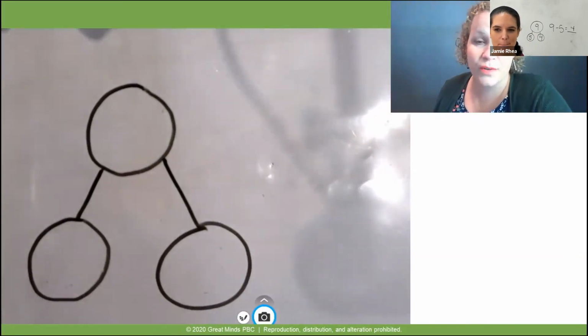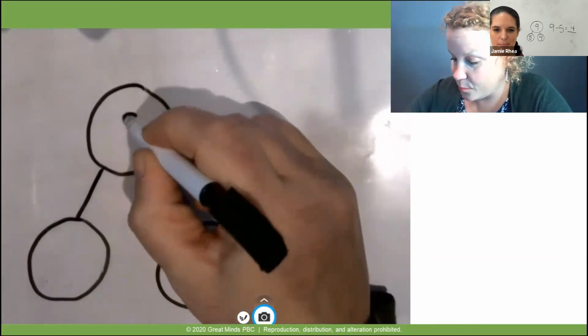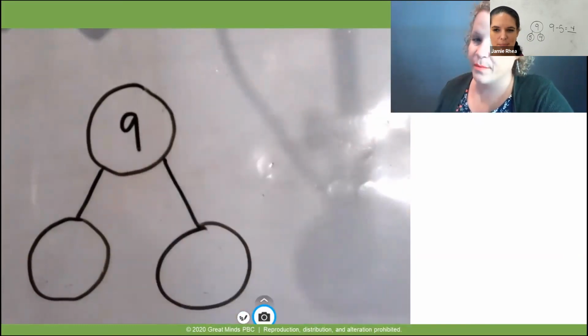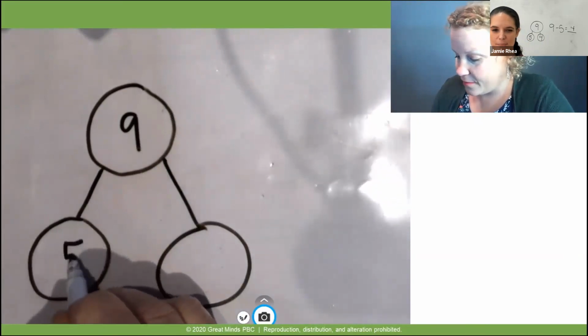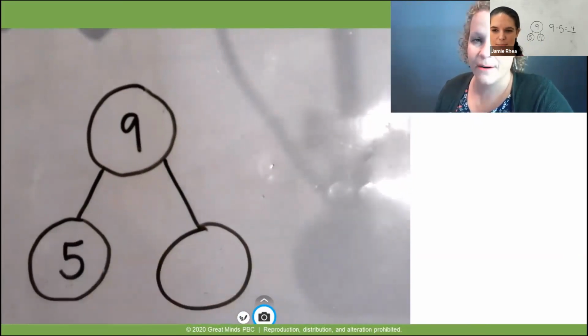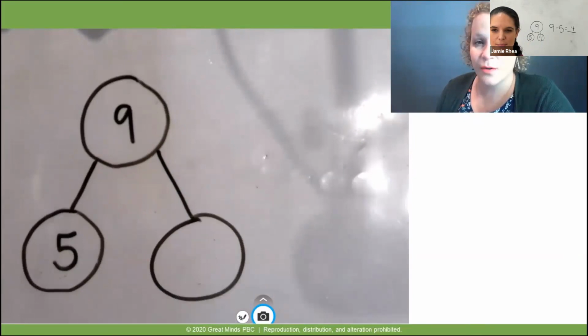So we know that the total was 9. So we write 9 right here on the number bond. And the part we're subtracting is 5. So I'll put that here, which means my unknown part goes right here.